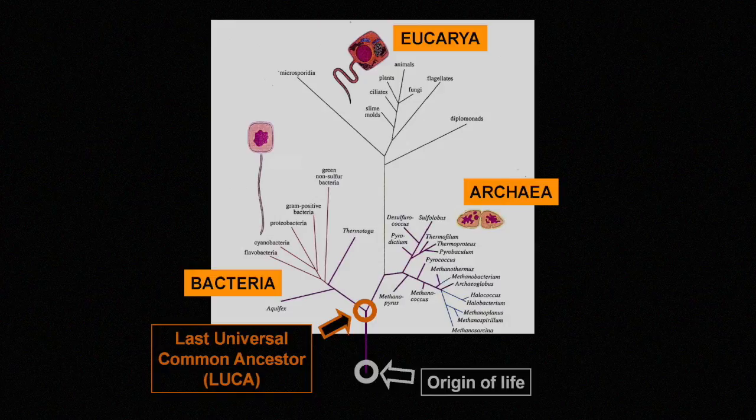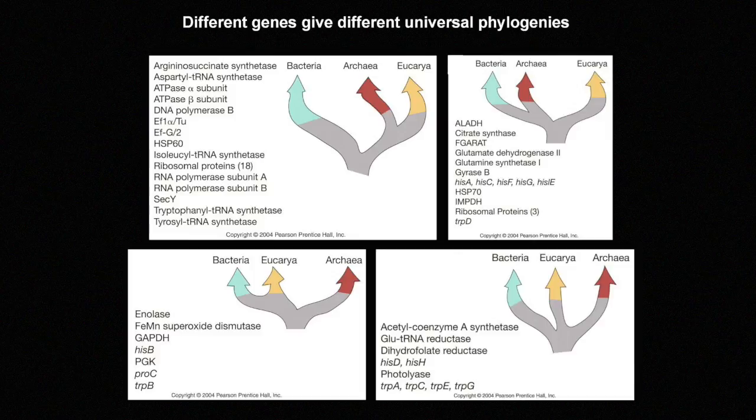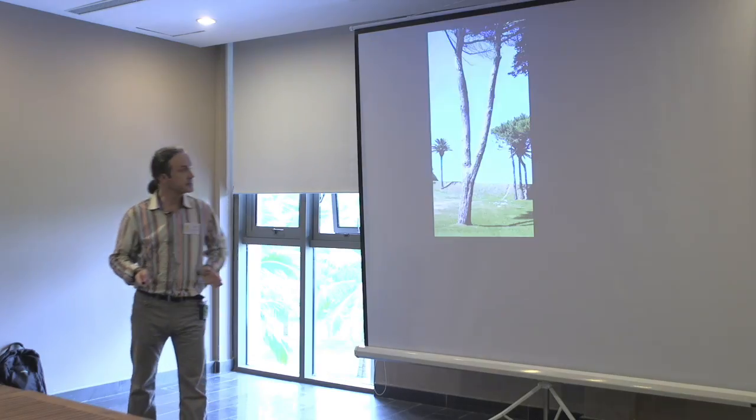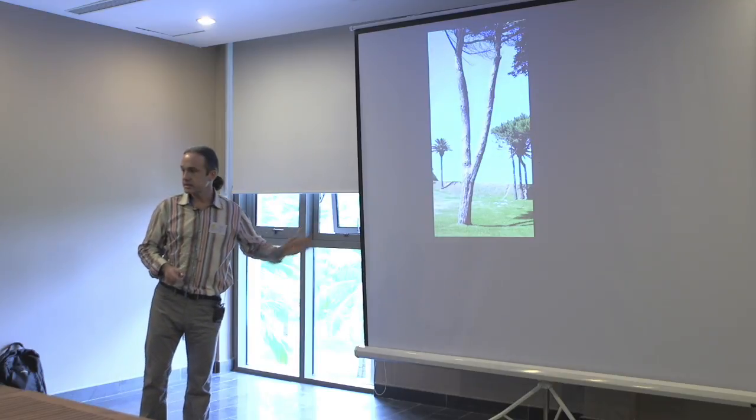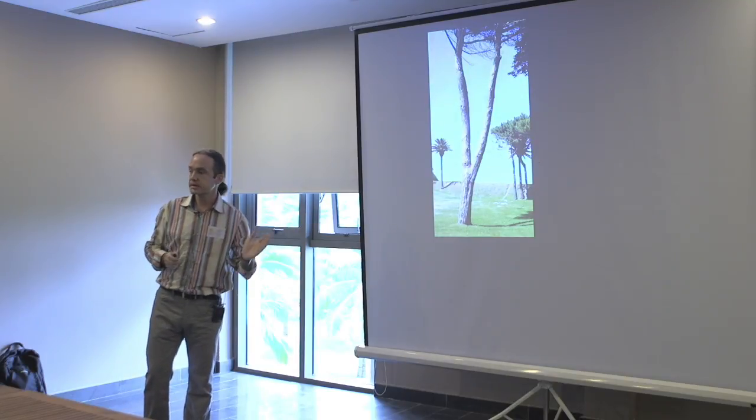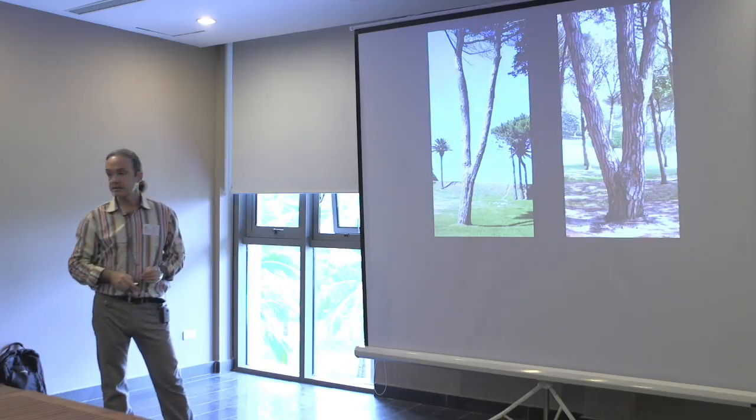By the way, this topology of the three main domains of life can be changed if you change the gene that you are using to make the phylogeny. So you can have Archaea and Eukarya as sister groups, or Bacteria and Archaea, or Bacteria and Eukarya, or the three groups evolving from a common point. Most of the genes give this topology, that's why we use mainly this one. In any case, the take-home message is that the tree is not something like this, two branches, eukaryotes and prokaryotes, but something like this, three branches.